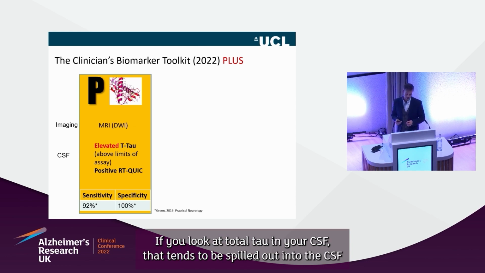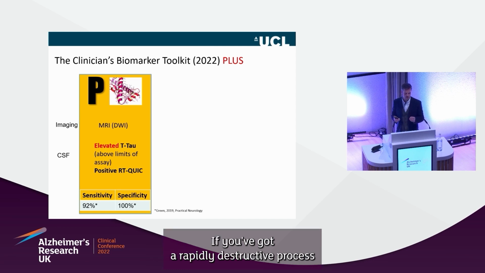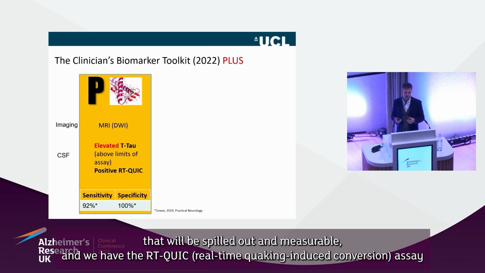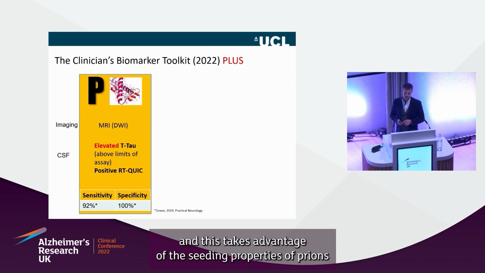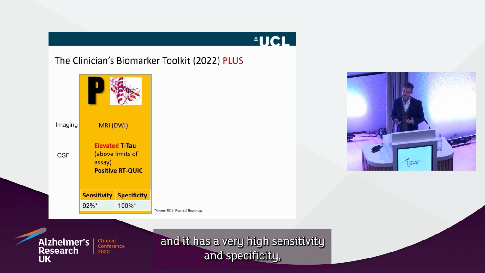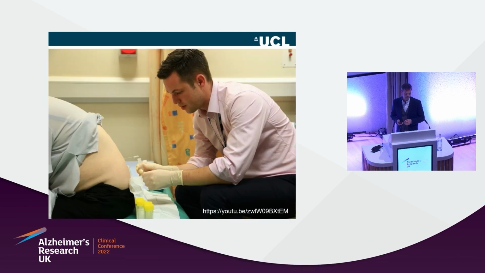So if you look at total tau in your CSF, that tends to be spilled out into the CSF because we've got large pools of intracellular tau physiologically, and so if you've got a rapidly destructive process, that will be spilled out and measurable. And we have the RT-QuIC assay developed by Alison Green at Edinburgh, and this takes advantage of the seeding properties of prions, and it has a very high sensitivity and specificity, so that's specifically ordered from the National Prion Unit in Edinburgh.